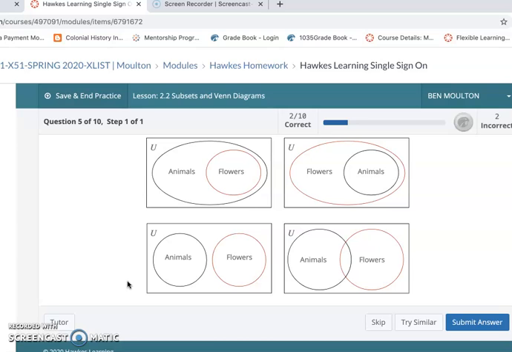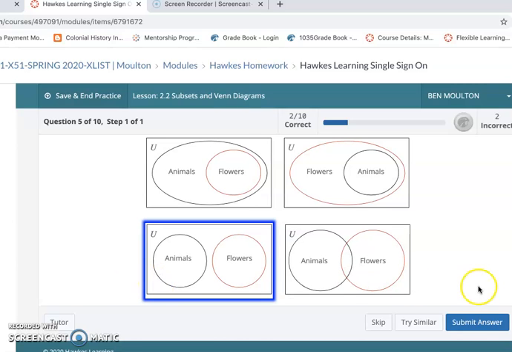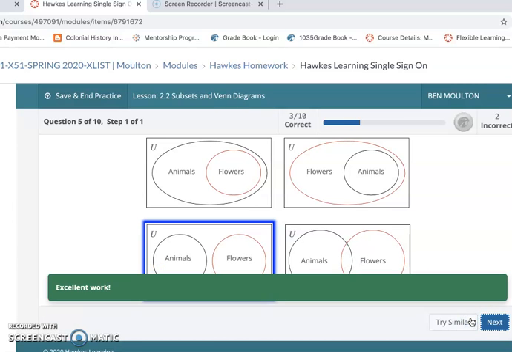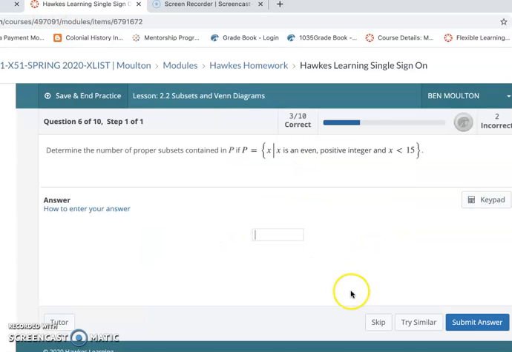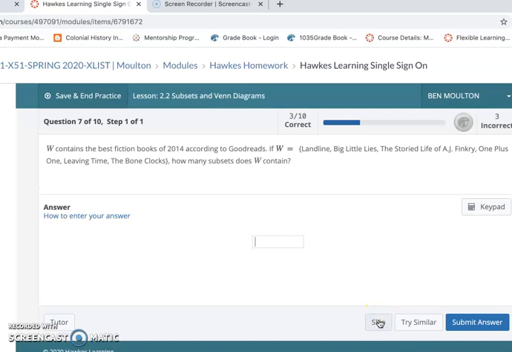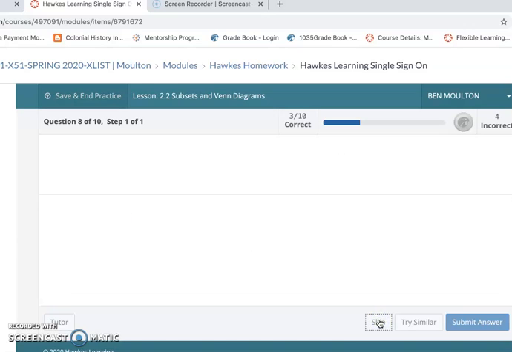Well, I think it's safe to say that animals are not flowers. I'm going to go with this guy. And it's right. Okay, so that one's more of a common sense one. Let's take a look at the next problem. Now, we already took a look at one just like this. I'm going to skip it. Okay, and this one's subsets. We talked about that already. I'm going to skip that one as well.